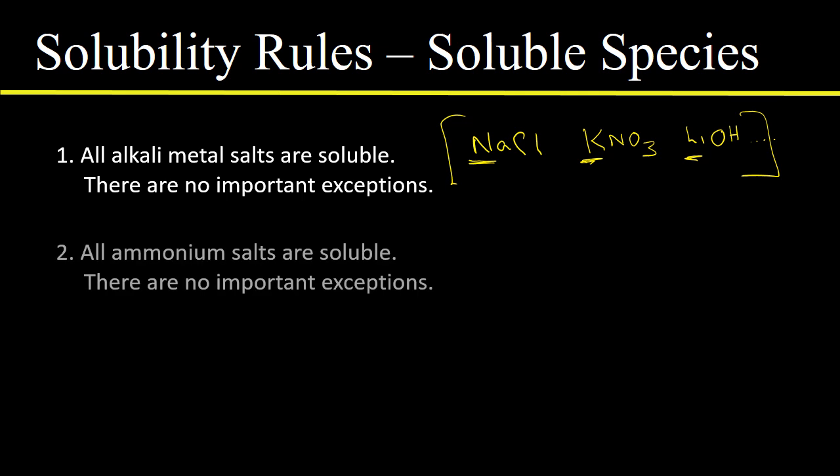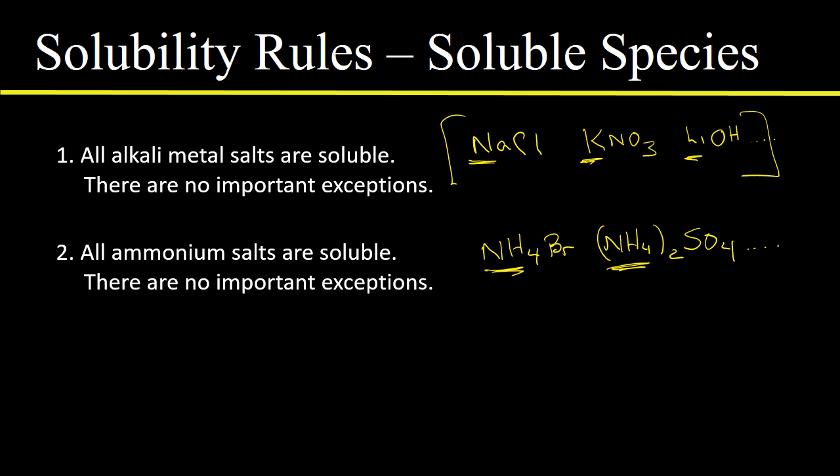Second rule, all ammonium salts are soluble. So that means anything like ammonium bromide, or ammonium sulfate, and so on. Any ionic compound, if the cation is ammonium, it's soluble. And there are no exceptions to that. No exceptions for the first one either.